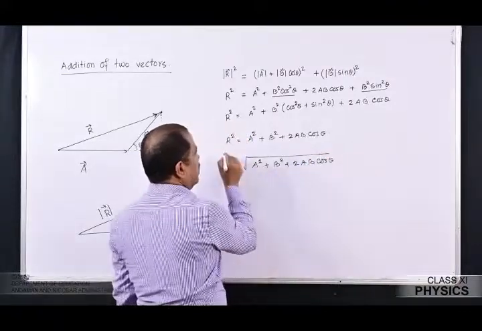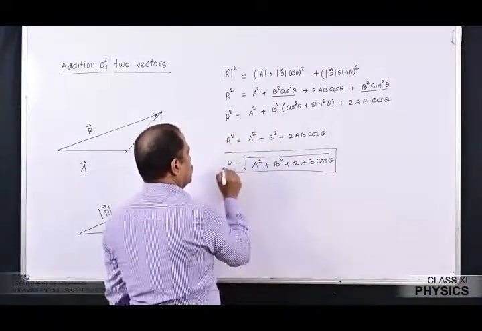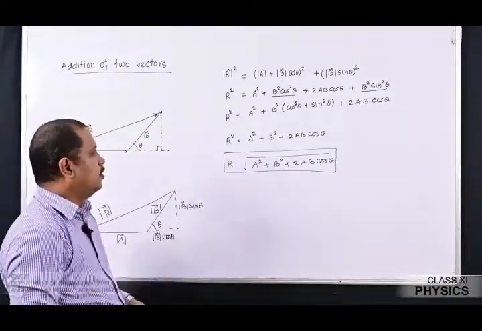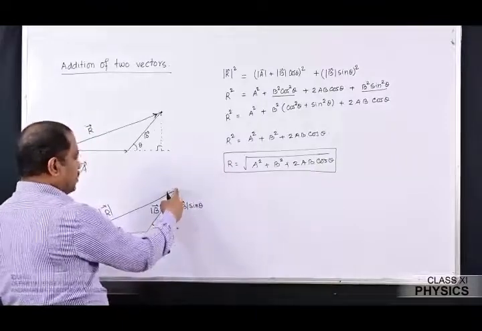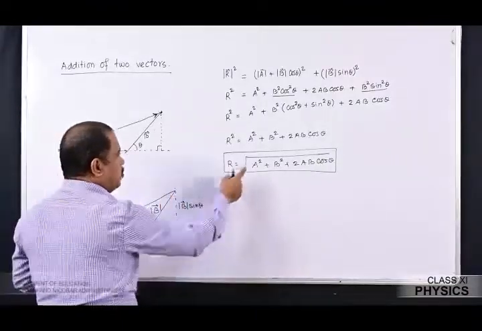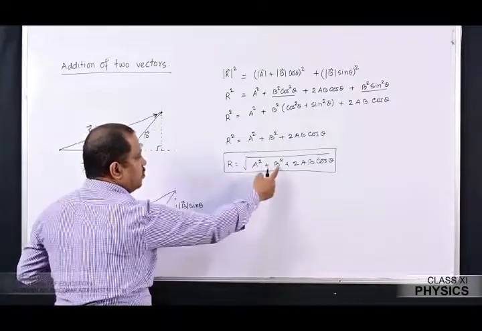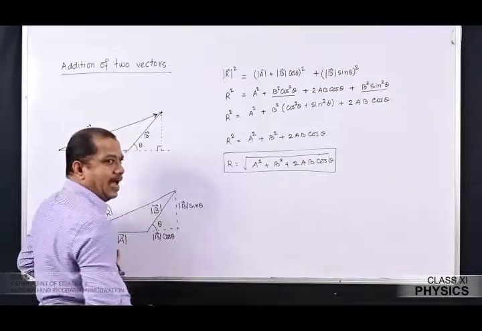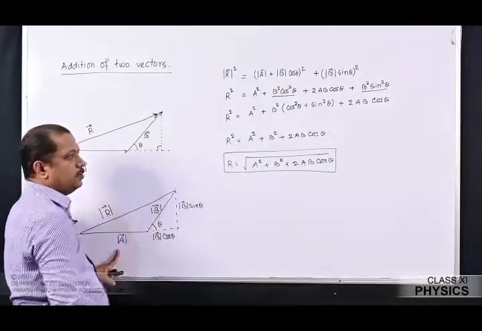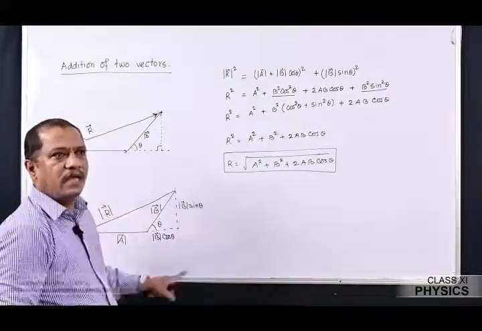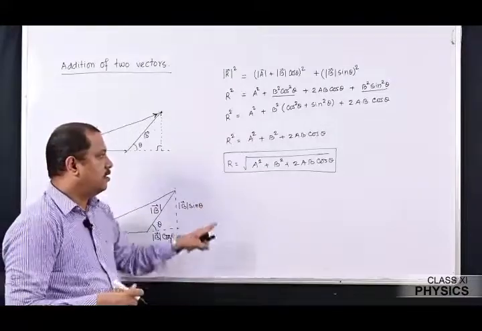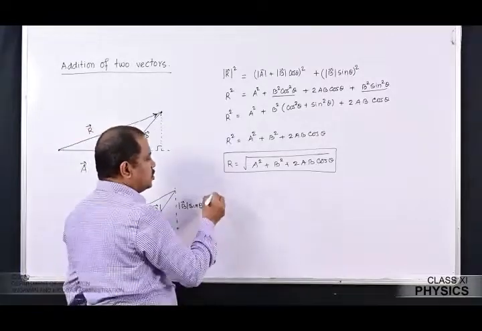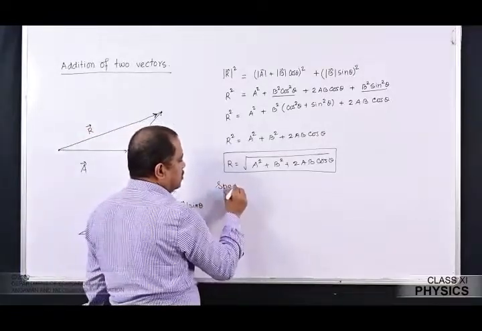So thus I have got the expression for calculating the magnitude of the resultant vector. To calculate it, I should know the magnitude of A, I must know the magnitude of B, along with the angle between the two vectors A and B. If I know these three things, I can calculate the magnitude of the resultant vector using this expression. We can see some special cases using this expression.